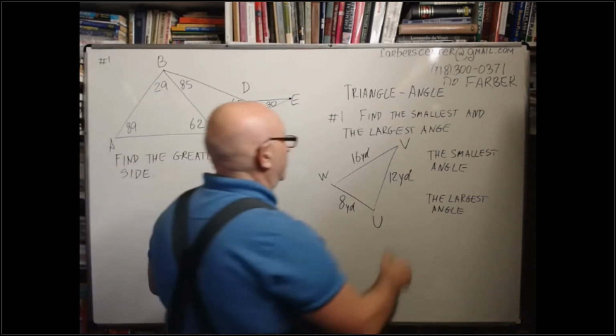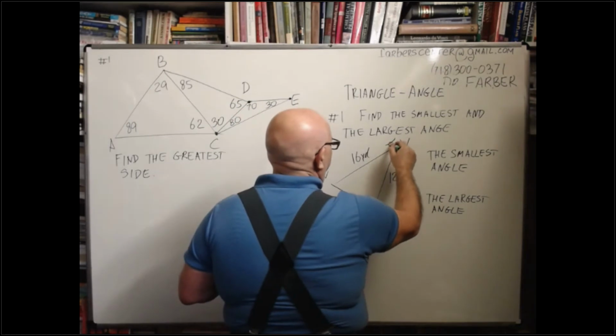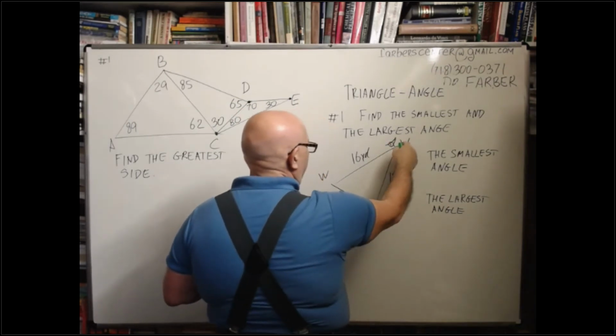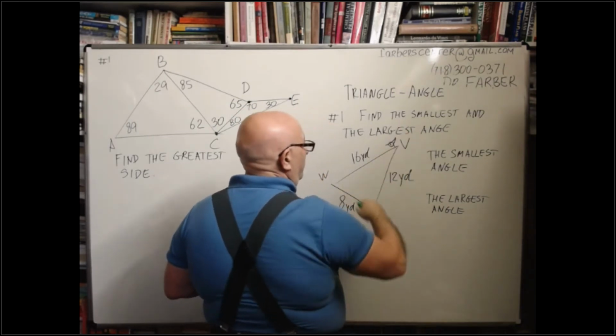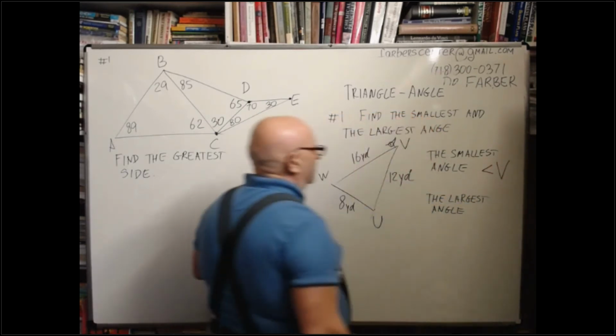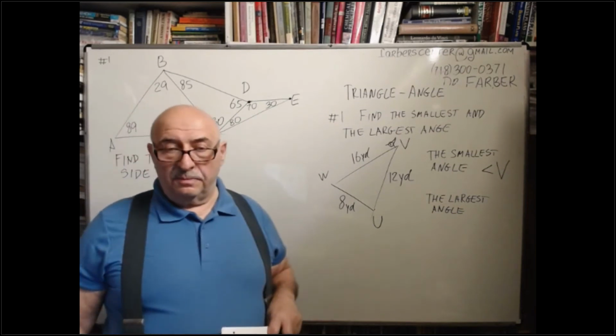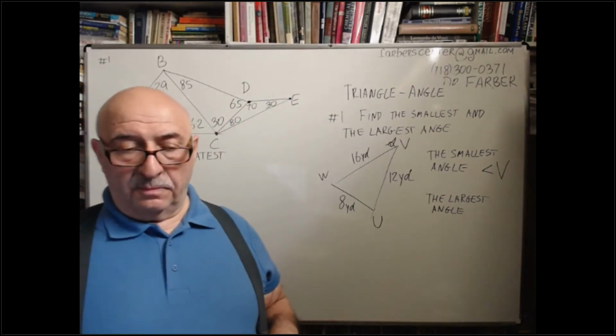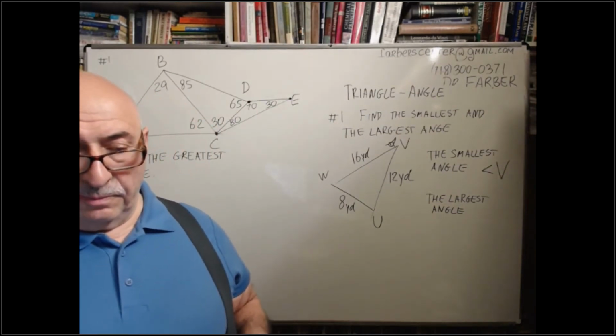And opposite of this side, look at this here, is V. So angle V is the smallest angle. Who understands this 100%? Who has a question?